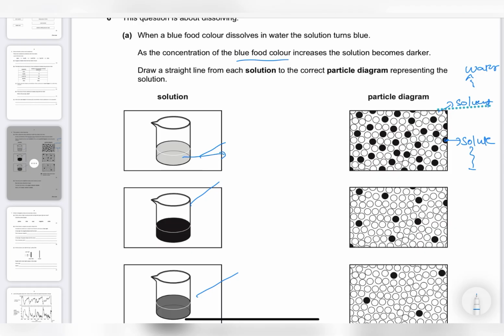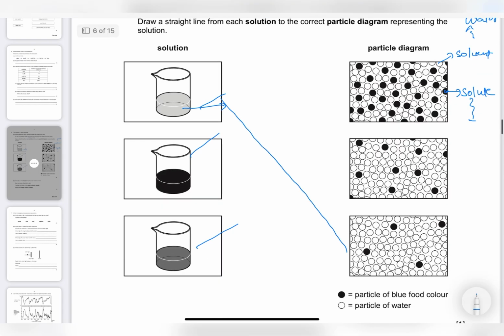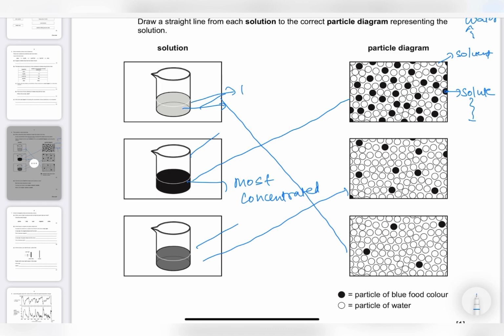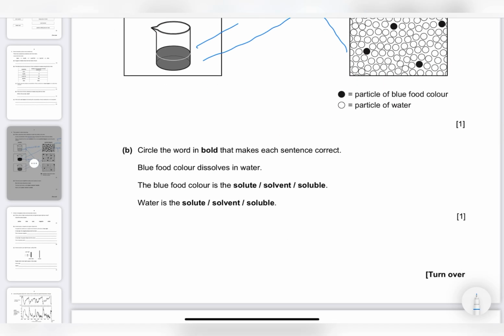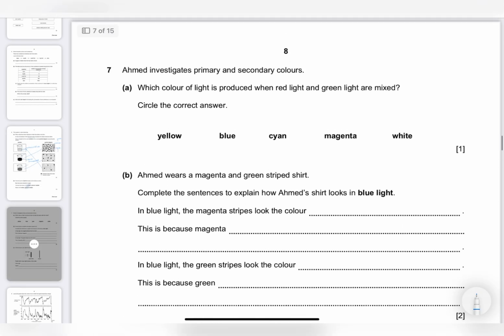So, can you see this solution? It is lightish color. So, that means low amount of solute and large amount of solvent. So, match the following. Very simple. This one is the darkest. So, I will match it with this one. And this one is in the middle. So, I will match it with this one. This is the most concentrated. And this is the most dilute. All right, most dilute means less amount of solute. Circle the word. The blue food color is the solute and water is the solvent. Very simple. Let us not waste our time and move on to the next one.